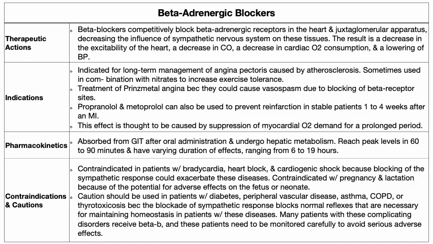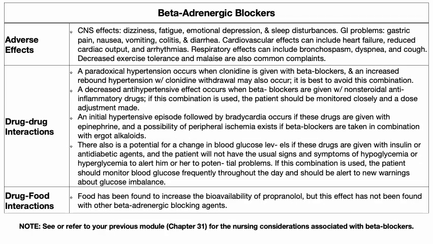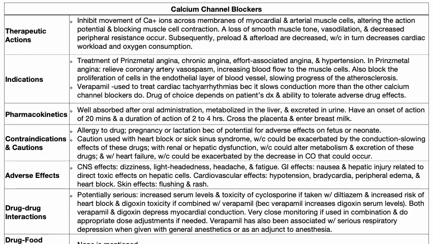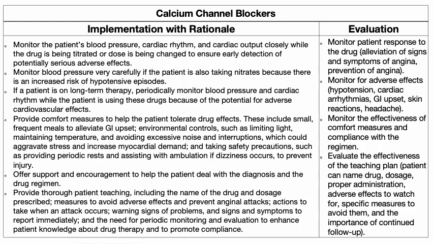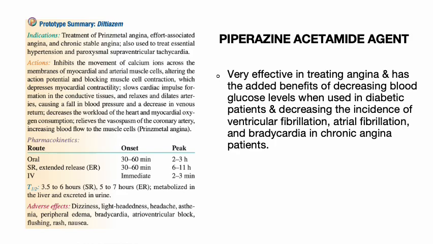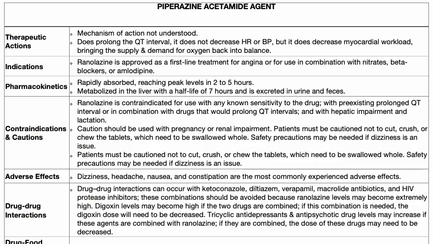And then we also have beta adrenergic agents, which were already discussed in chapter 31, and then the calcium channel blockers, which include amlodipine, diltiazem, nicardipine, nifedipine, and verapamil. And then the piperazine acetamide agents, with their therapeutic actions, indications, and so on.